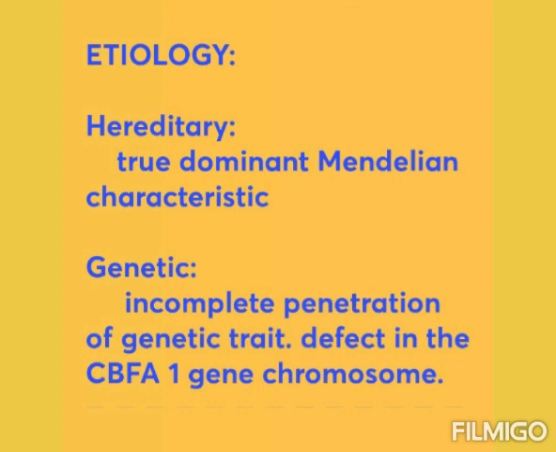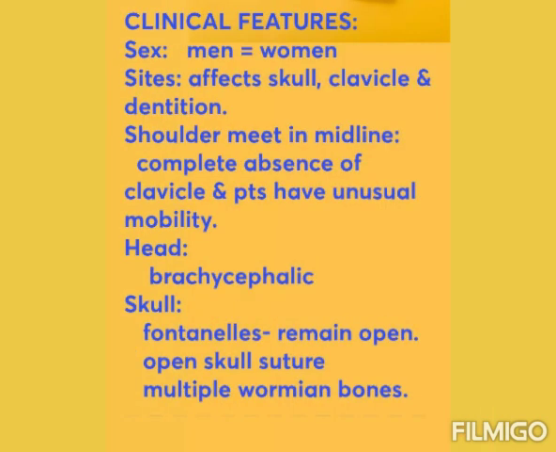There is a defect in the CBFA1 gene chromosome. Next, moving on to clinical features. Sex: the disease affects men and women with equal frequency. Site: it primarily affects the skull, clavicle and dentition. So the three important affected sites are skull, clavicle and dentition.